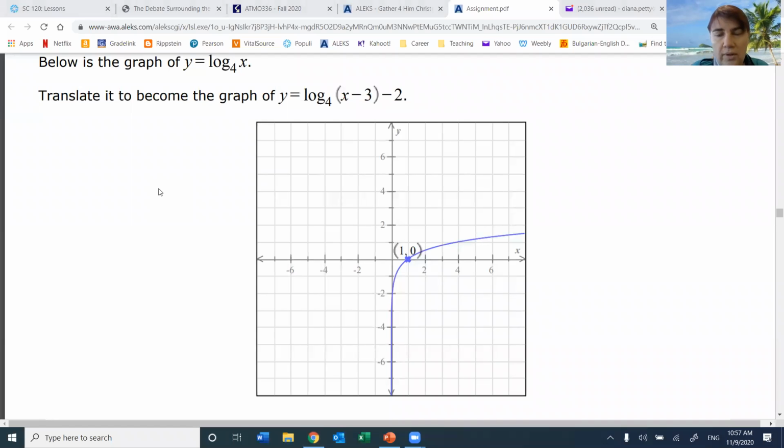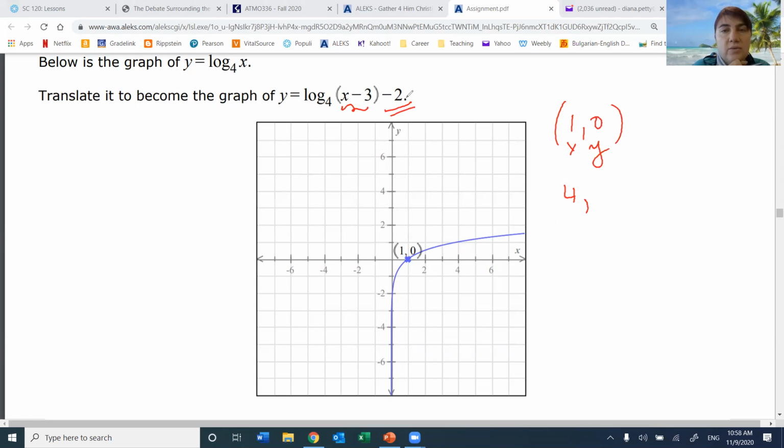So let's just transform the point. So 1 and 0 is the point. So for the x, this is the x, this is the y, right? What's going to happen to this 1? Yeah, so if it says x - 3, it means we're actually going to add 3 instead of subtracting 3. So it's going to be 1 plus 3, which is 4. So x will become 4. Right?